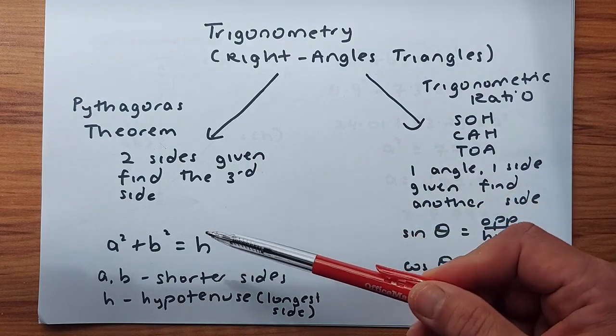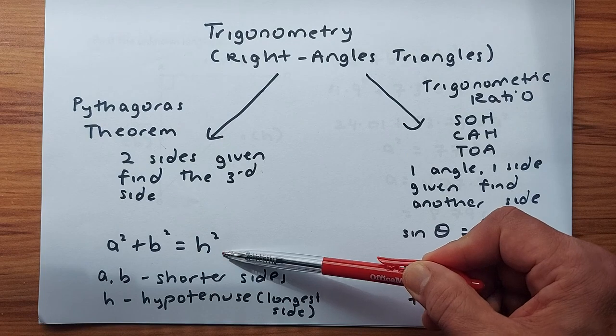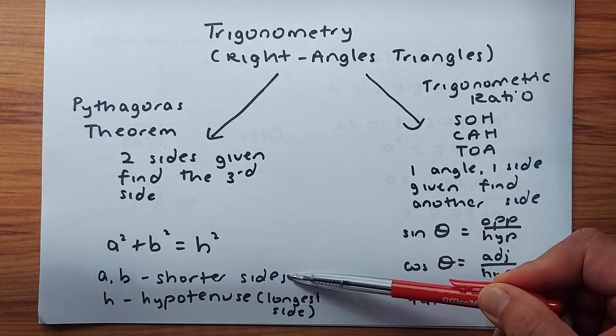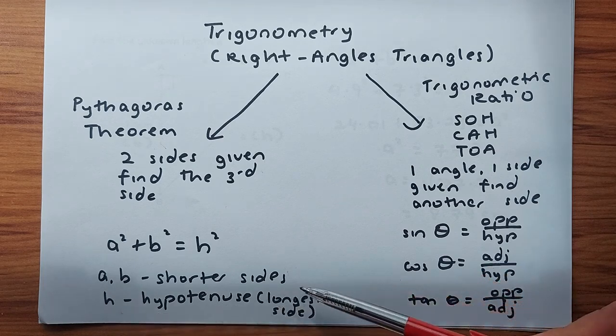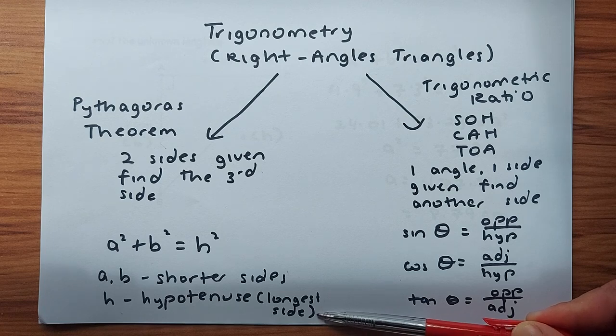Okay, so the formula to calculate Pythagoras theorem is a squared plus b squared equal to h squared, where a and b are the two shorter sides. It could be any one of them, and h is the longer side, the hypotenuse, and it is always found opposite the 90 degrees angle.